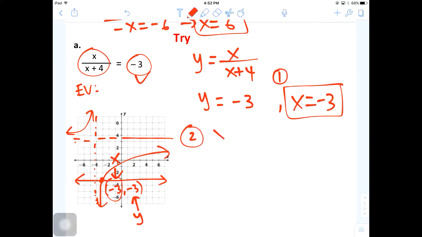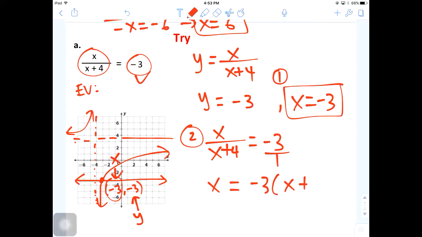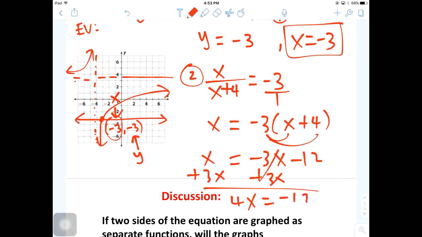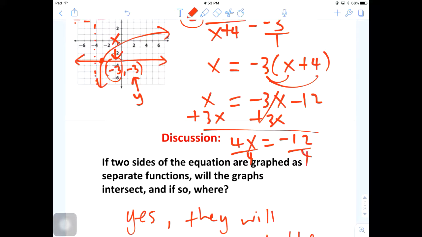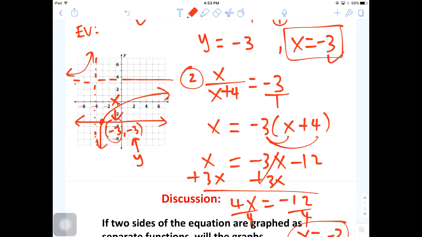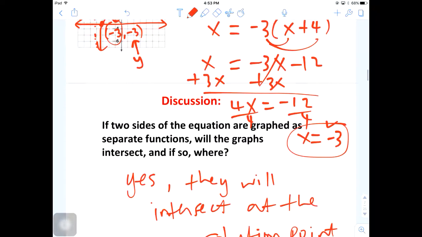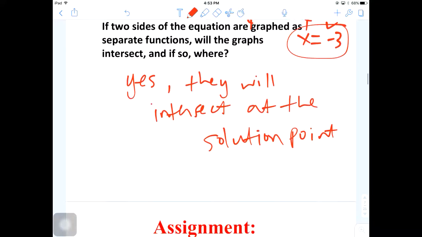So let's use algebra. So x over x plus 4 equals negative 3. Put a 1 underneath, cross multiply. I have x equals negative 3 times x plus 4. Distributing, negative 3x minus 12 equals x. I'm going to add 3x to both sides. So I have 4x equals negative 12, and dividing by 4, we get x equals negative 3. So I just found the answer. It is the same exact answer that we found in the graph. So now you know that solving graphically and algebraically gives you the same answer.